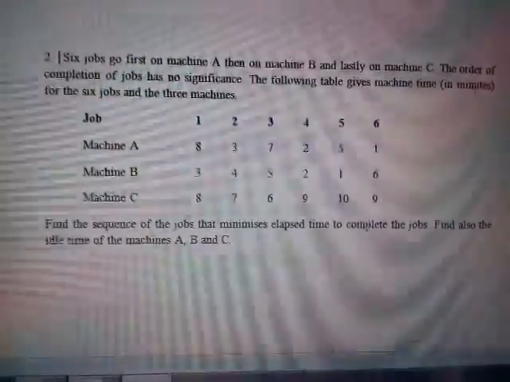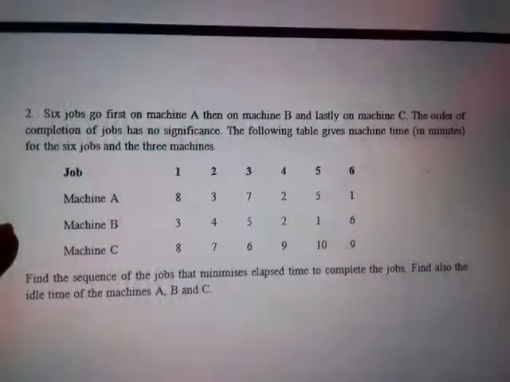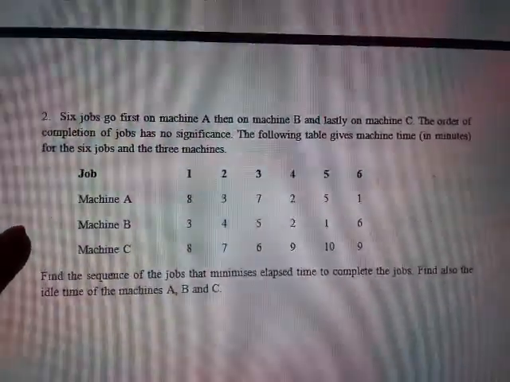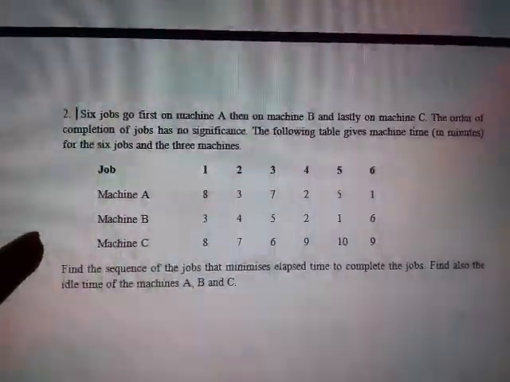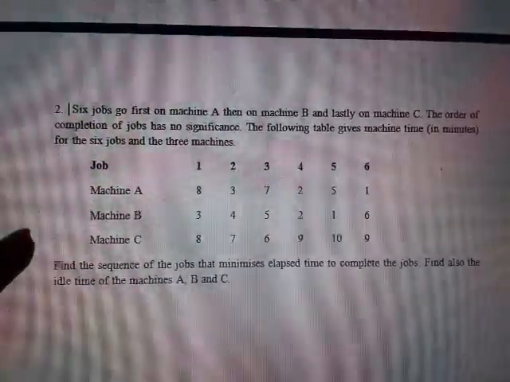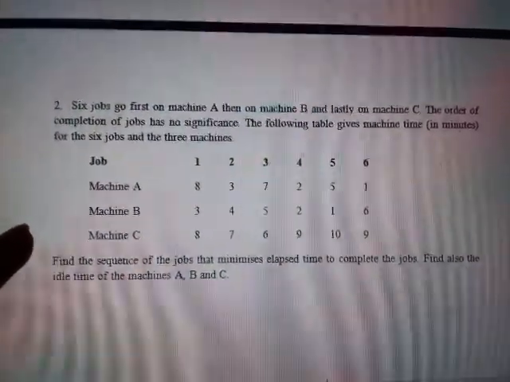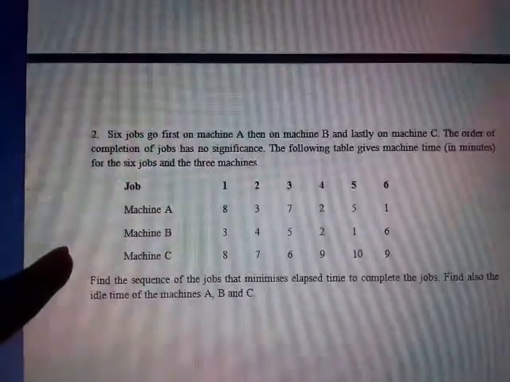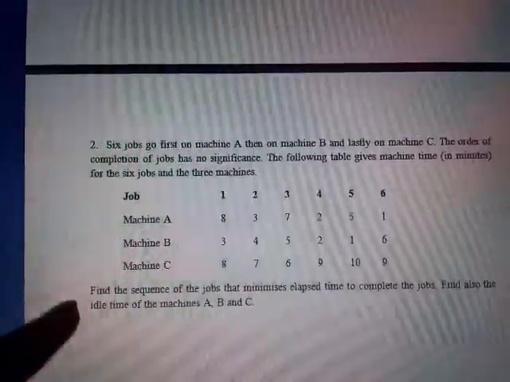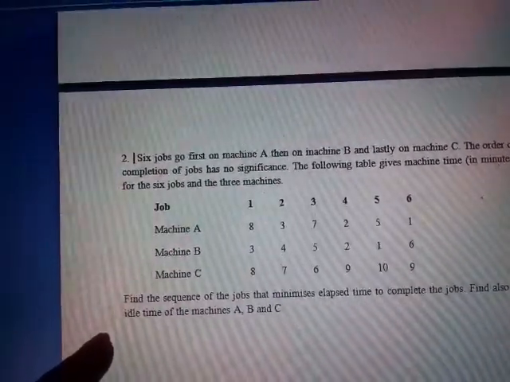Hi everybody, this is the second problem in n jobs and 3 machines. 6 jobs go first on machine A, then on machine B, and lastly on machine C. The order of completion of jobs has no significance. The following table gives machine times in minutes for 6 jobs and 3 machines. Find the sequence of the jobs that minimizes elapsed time to complete the jobs.